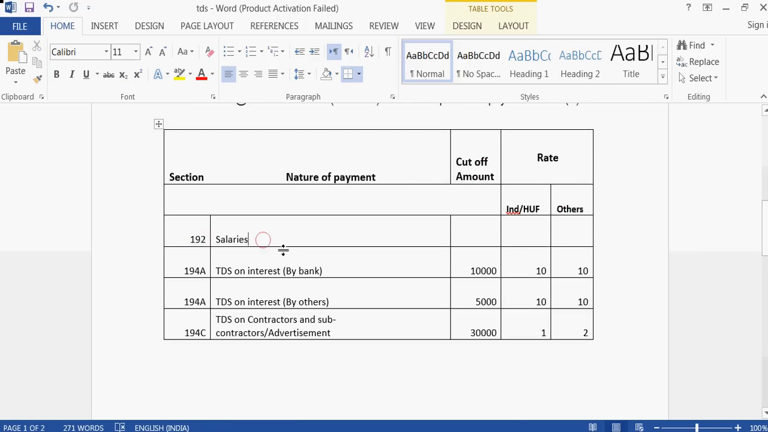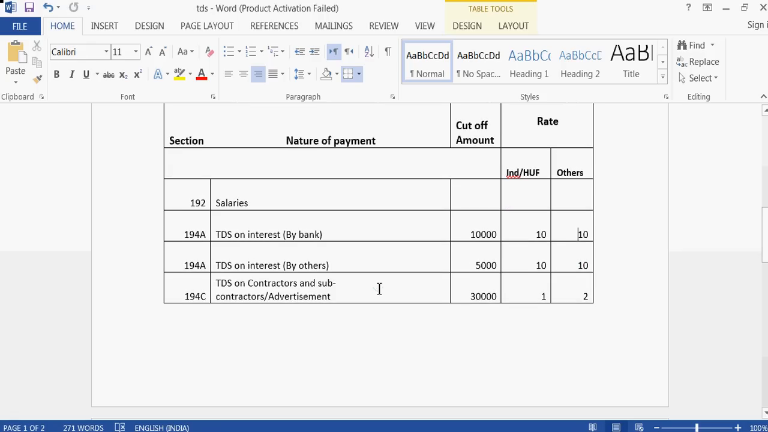Now we'll see some of the sections, the nature of payment, their cutoff amount and rate. Section 192 is for salaries. 194A is TDS on interest by banks if it exceeds 10,000. This is the cutoff value per annum. If the value is less than 10,000, we need not deduct any TDS. Here it is 10% for individuals, and others include companies, firms and all. TDS on interest by others has a cutoff of 5,000. If it exceeds 5,000, we have to deduct 10%.